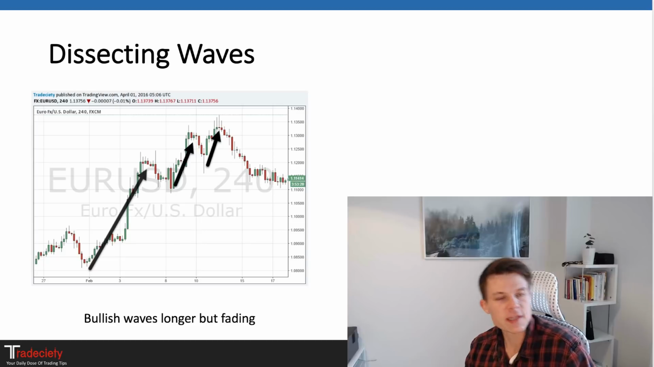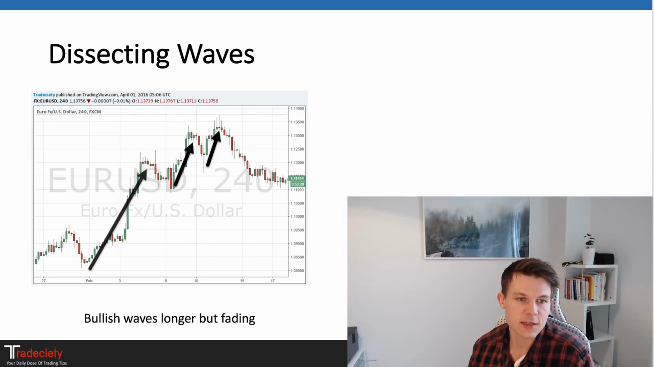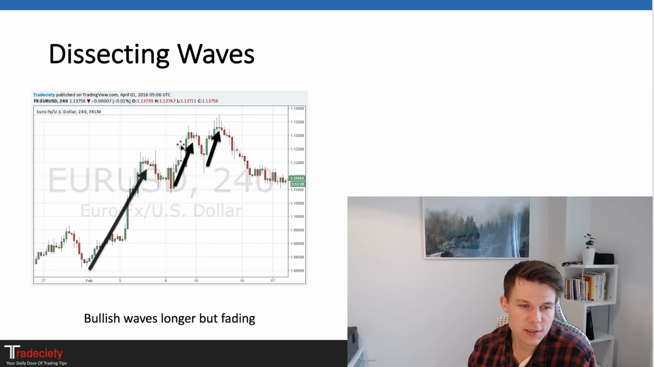So let's quickly take a look at dissecting waves and how we can use those waves to understand momentum. So for example, we have here or had a very strong uptrend here, very strong and a very steep price wave to the upside, shows the buyer surplus here very nicely. And then the next trend wave is a little bit shorter. It is still bullish, obviously. And then here the next trend wave is even shorter.